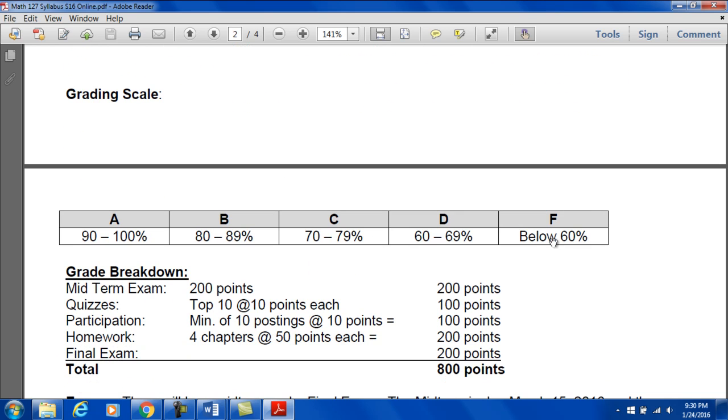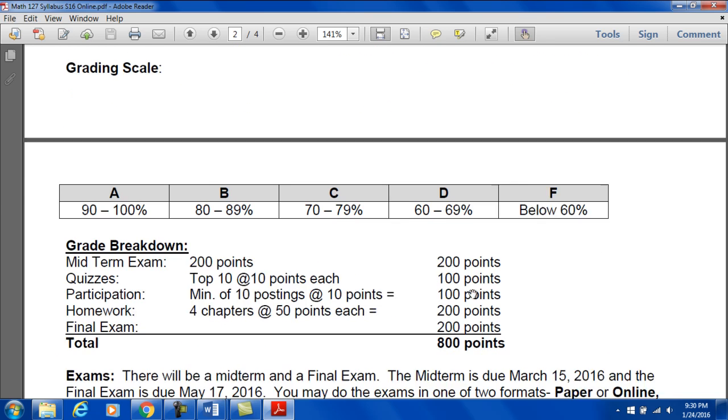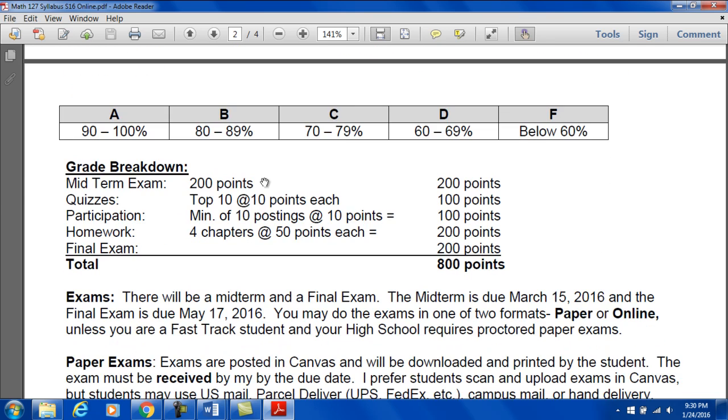Okay, grading scale. A, B, C, D, F. Pretty standard there. There'll be a midterm at 200 points. Quizzes, top 10 quizzes at 10 points each. Participation, minimum of 10 postings at 10 points each. And that was something that really broke a lot of hearts last semester. People with really good grades, like an A, didn't do any postings, drops them down to like a C. That was pretty tough. And I hated to do it, but that's just what it was. So make sure you do your discussion postings.